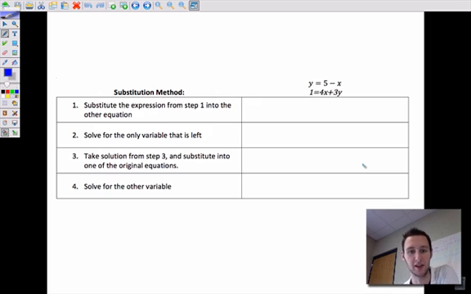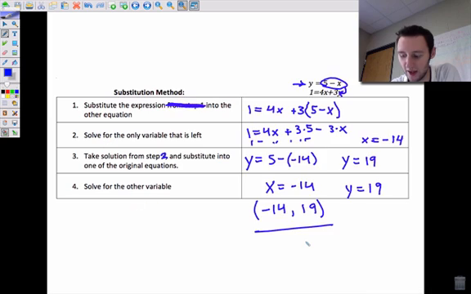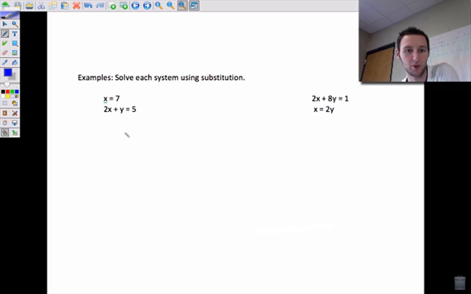So here are the steps for how to use the substitution method. Okay, there's 4 steps, and they might be a little bit confusing right at first until you see how they're used, and then hopefully that'll be a little clearer. We're going to go through and practice them with each of these examples.